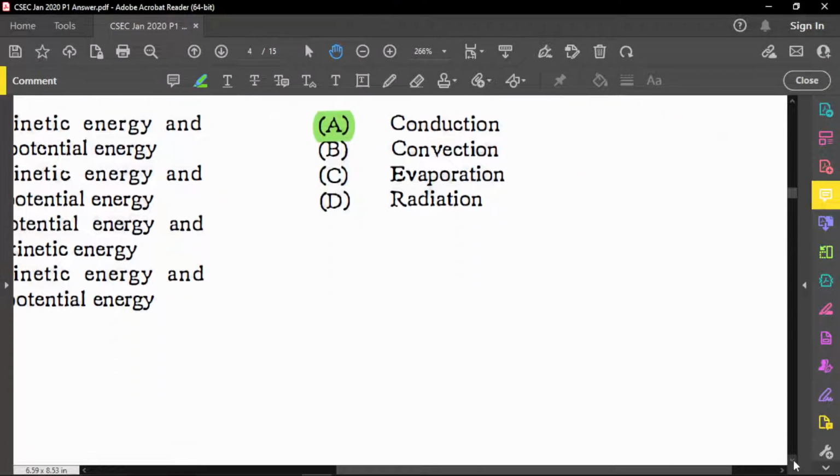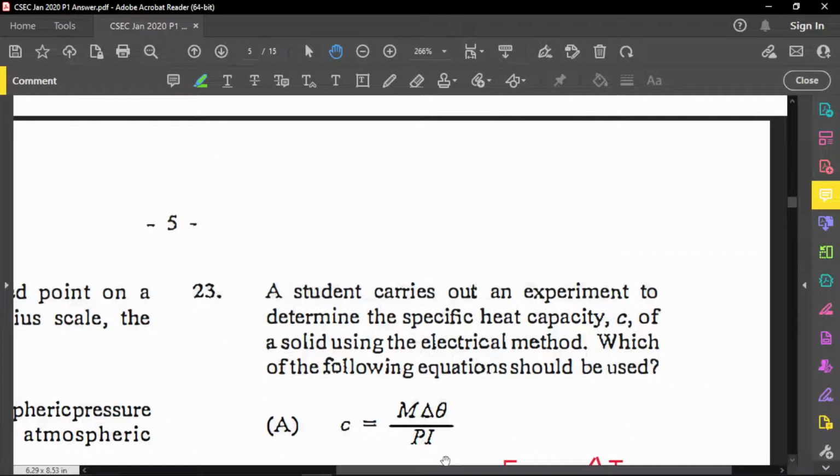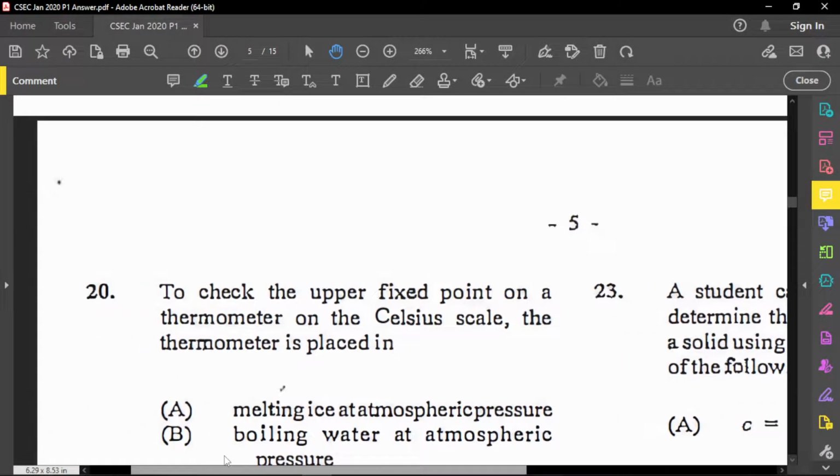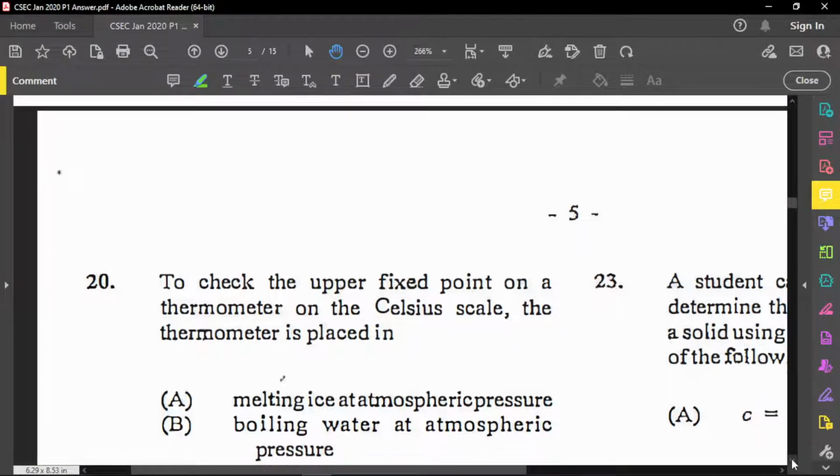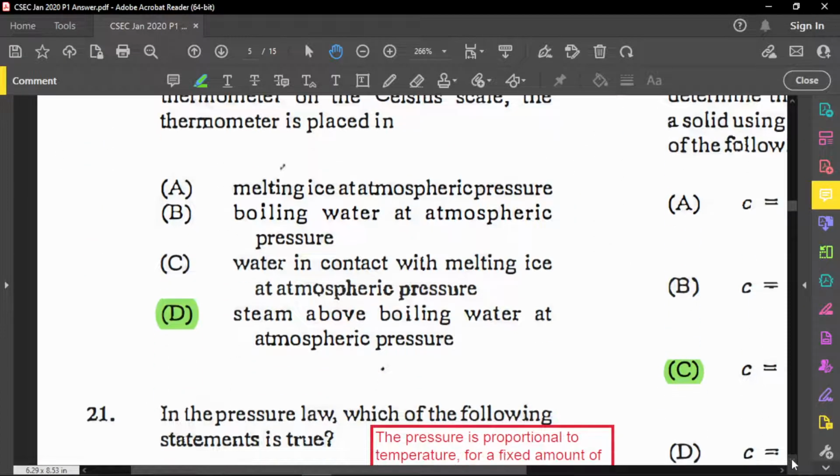Now we'll go into question number 20. Question number 20 said: to check the upper fixed point on a thermometer on a Celsius scale, the thermometer is placed in what? Notice the key term right there: the upper fixed point. Once you're going to measure the upper fixed point on a degree Celsius scale, it must be placed in something at the boiling point. So you could place it in steam above the boiling water at atmospheric pressure, and that gives you the upper temperature on that thermometer.